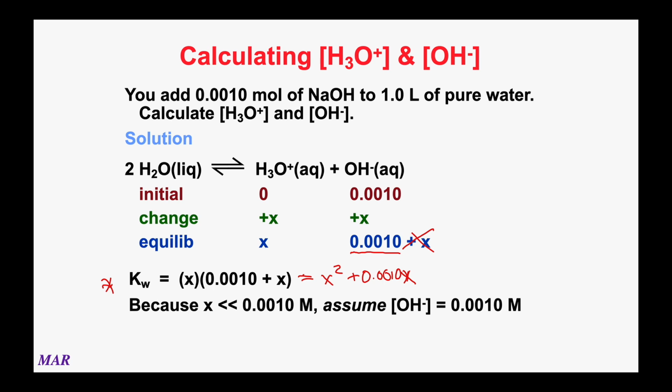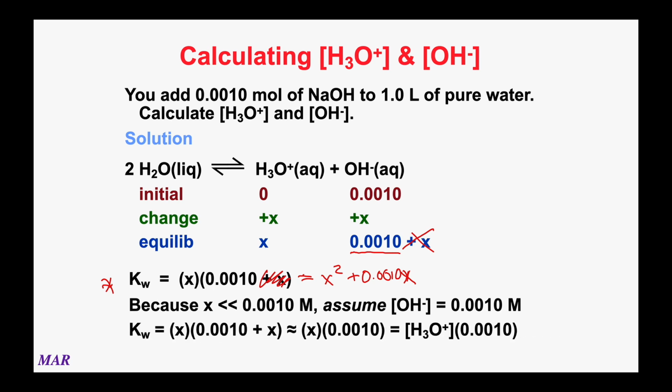And if it is pretty small, it makes your life a lot easier, because instead of having an x squared and a 0.001x, you can cross that part out, and Kw equals 0.0010 times x. So if you do that, your life is a heck of a lot easier. Instead of having a quadratic, you can abbreviate it as Kw equals x times 0.0010. Now remember, X is hydronium here, so let's put hydronium back in. Kw divided by 0.0010 will be your hydronium. 1.0 times 10 to the minus 11th is the answer.